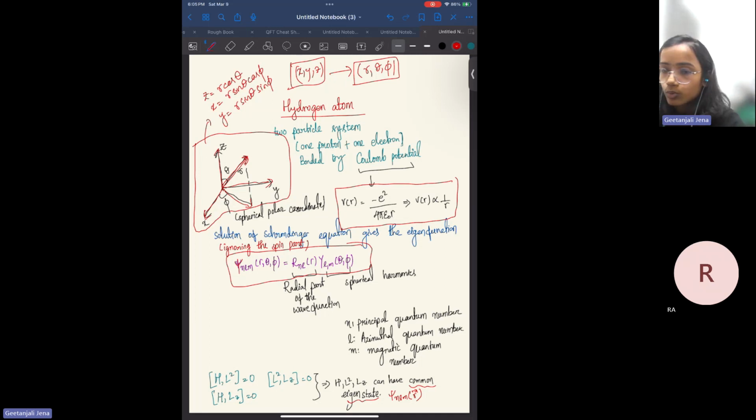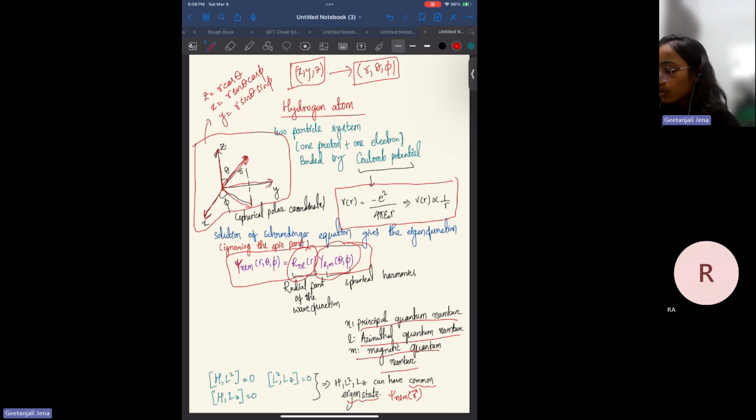The eigenfunction of the hydrogen atom can be represented by psi n l m (r, theta, phi), and it is a multiplication of two parts. One is the radial part, which is R n l (r), and the other is the angular part, which is the spherical harmonics Y l m (theta, phi). These n, l, m are the quantum numbers used to distinguish between different energy states of the hydrogen atom. n is the principal quantum number, l is the azimuthal quantum number, and m is the magnetic quantum number.